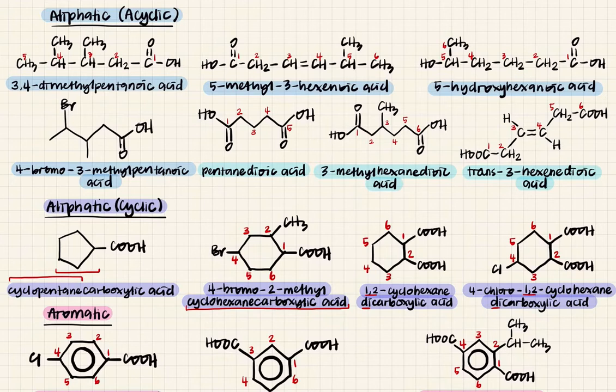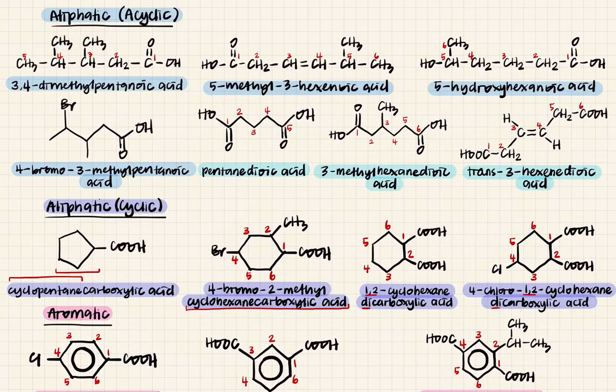So for aliphatic, which is acyclic, which is not cyclic, let's say you have 3,4 dimethyl pentanoic acid. This means that it has 5 carbons for your longest carbon chain. You will start counting carbon number 1 from this carbon of your carboxyl group. So this is carbon number 1, 2, 3, 4, 5. 3,4 dimethyl. As usual you name the substituent.